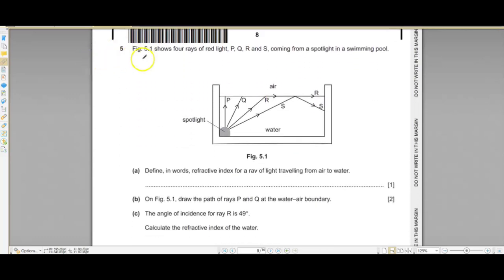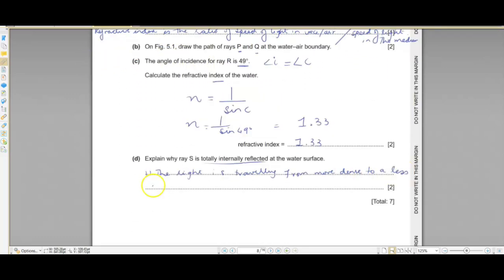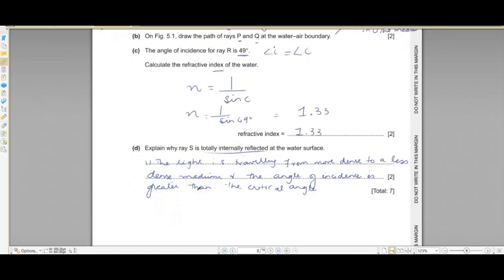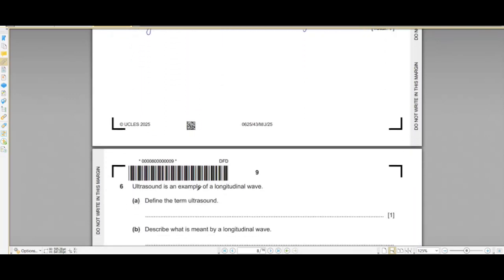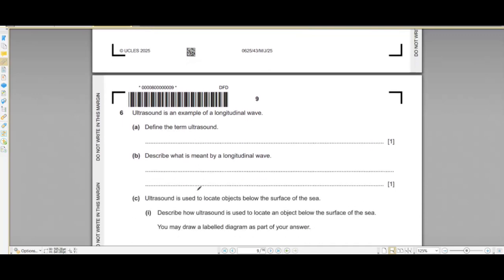Okay, question number 5. Figure 5.1 shows dense medium. That is why ray S is being totally internally reflected, and the other one is that the angle of incidence is greater than the critical angle. So that is why ray S is totally internally reflected. Okay, so these two conditions have to be met for total internal reflection to happen and for a critical angle to be made as well.